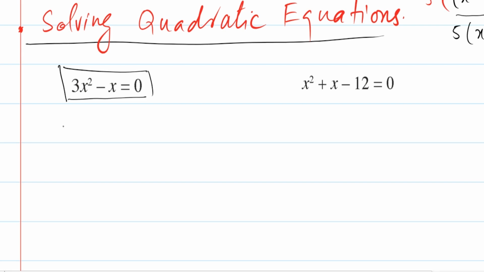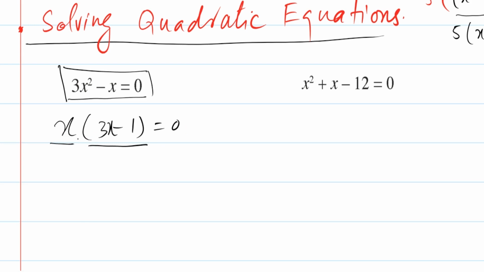In this case, x can be taken as common, and then we will have 3x minus 1 equal to 0. So I have factorized the left hand side of the equation, the algebraic expression, by using the taking common method. Now we have two expressions being multiplied, and this is basically the definition of factorization. Factorization means expressing a single expression as a product of two or more.